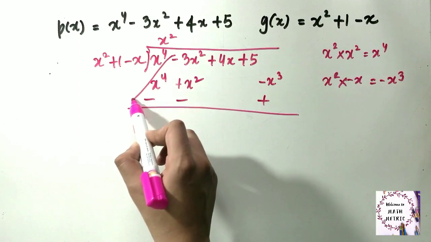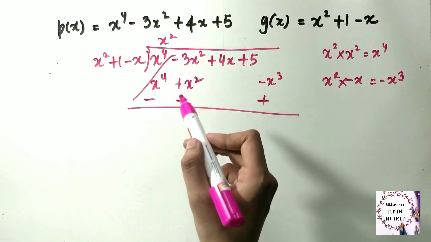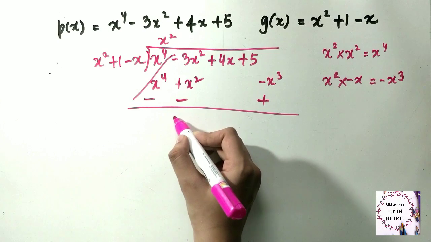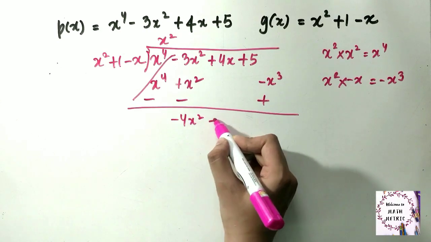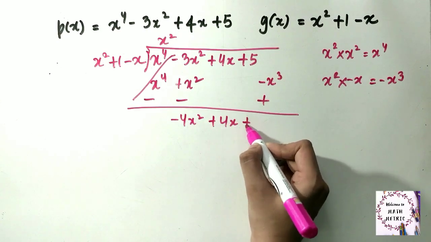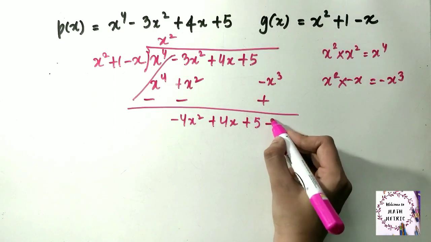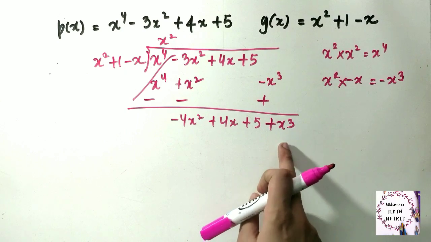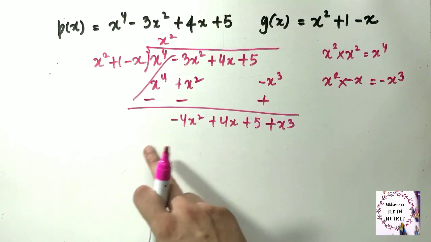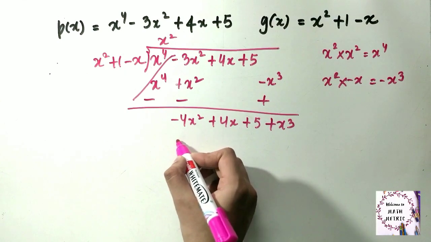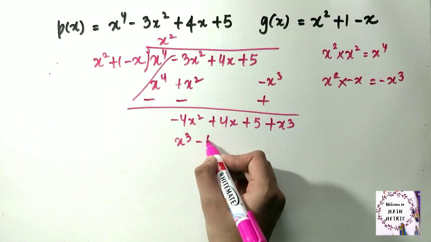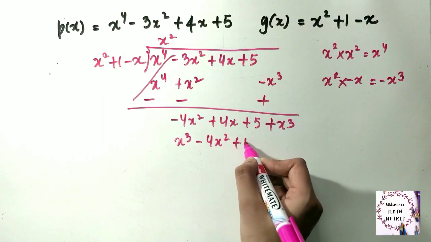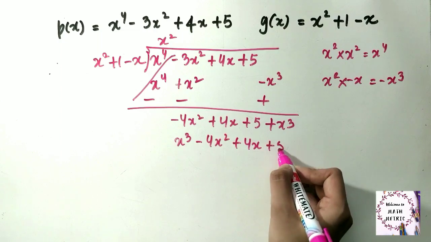This gets cancelled, and minus 3x square minus x square is minus 4x square, plus 4x as it is, plus 5 as it is, and this changes to plus x cube. Now the rule says we have to write the highest degree first and then decreasing, so we'll change the positions. Minus 4x square plus 4x plus 5.